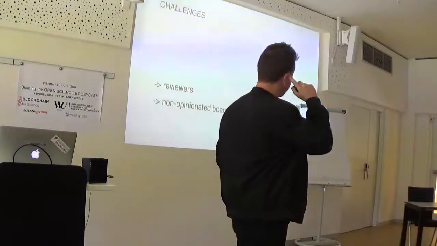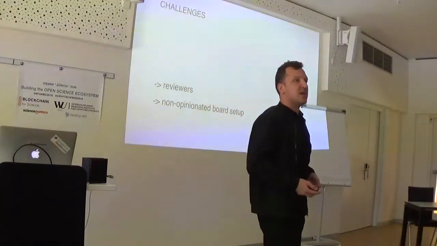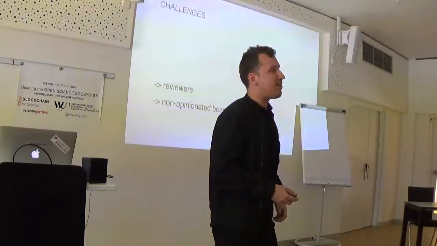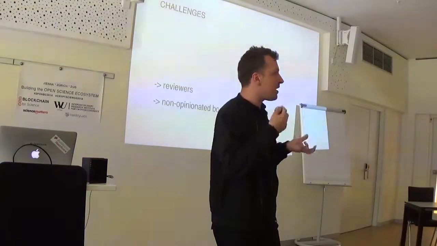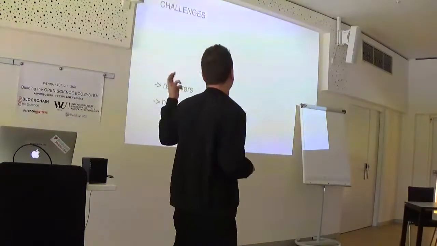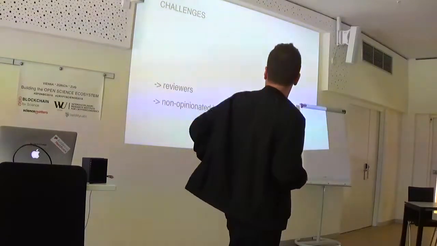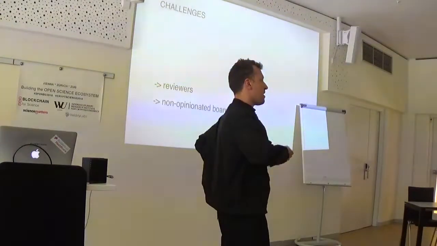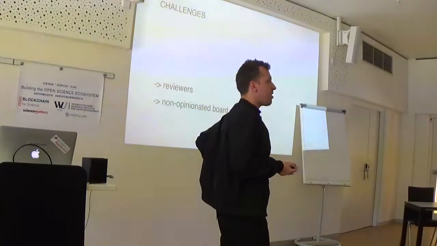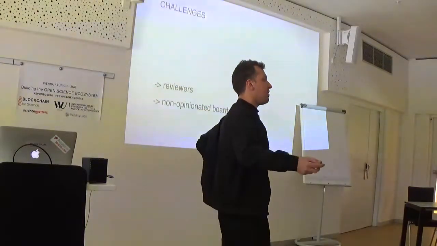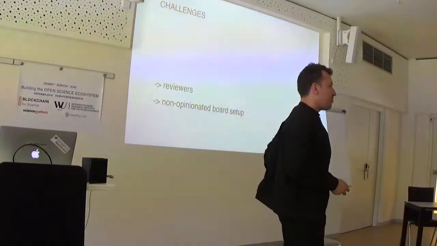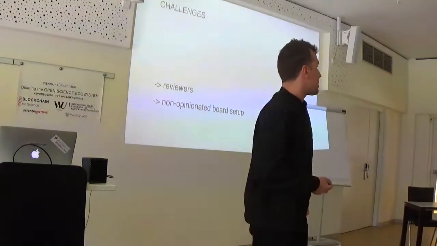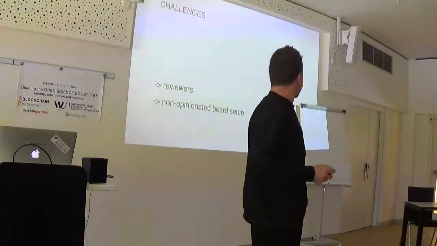So currently our challenges, and it's very interesting to see that so many other projects are now always pointing at the fact that academic publishing is flawed and that we have so many issues in the process. We are currently in the phase of searching for reviewers and getting a non-opinionated board set up, which is very important, because the problem is that most of the people are working in the industry. So how can you make sure that you don't have a board with 20 Ethereum-biased people on it? How would you set this up? So we are, since half a year, setting up a board and making sure that there's no bias happening.